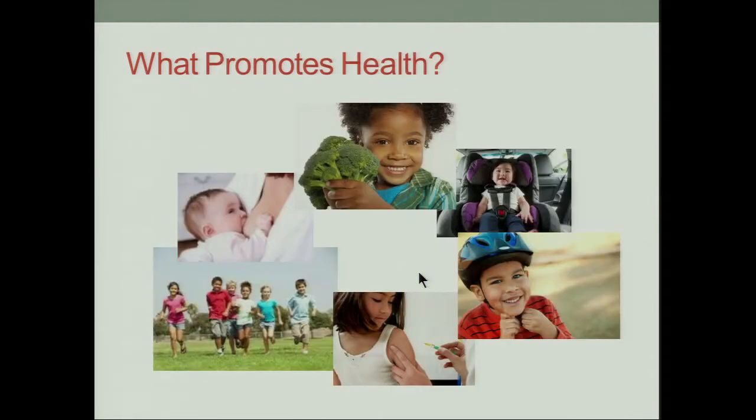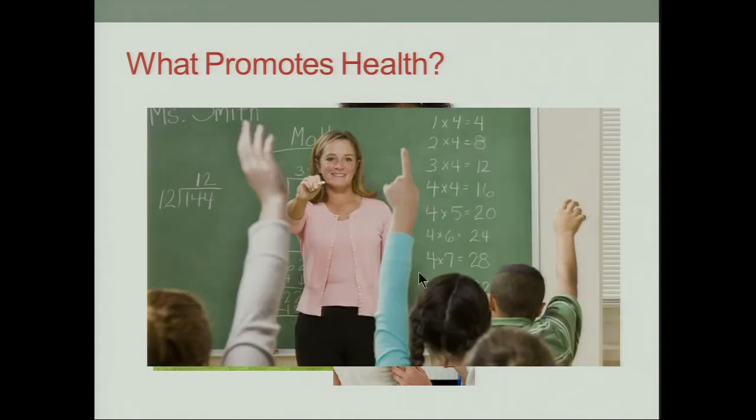So if our goal is really to produce healthy adults, then we have to ask ourselves, what are the most effective health promotion and risk reduction strategies? I'm going to argue today that while all of the things pictured here are critically important, how a child performs in school might be the most powerful factor that shapes their health trajectory.